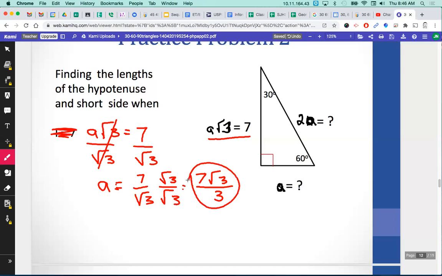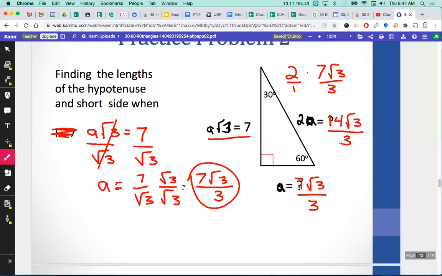This is the value we have to plug in to get our lengths for our shorter leg and our hypotenuse. So the shorter leg is pretty straightforward. It's just equal to 7 radical 3 over 3. The hypotenuse, a little more difficult. We got 2 times 7 radical 3 over 3. Now, if I write this as a fraction, 2 over 1 times that, just multiply straight across. 2 times 7 is 14. Radical 3, 1 times 3 is 3. So our hypotenuse is going to equal 14 radical 3 over 3.